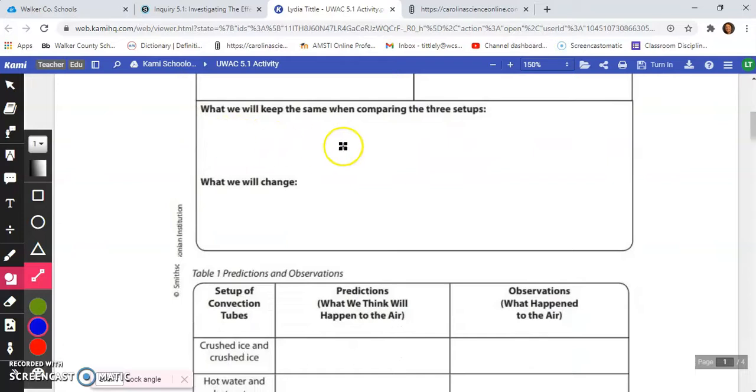Okay, so the things that we're going to keep the same, you need to think about those and list those here. And what will we be changing in this experiment? So think about what we just discussed. You can pause the video if you'd like to, so that you can record your thoughts before we move on to collecting data.